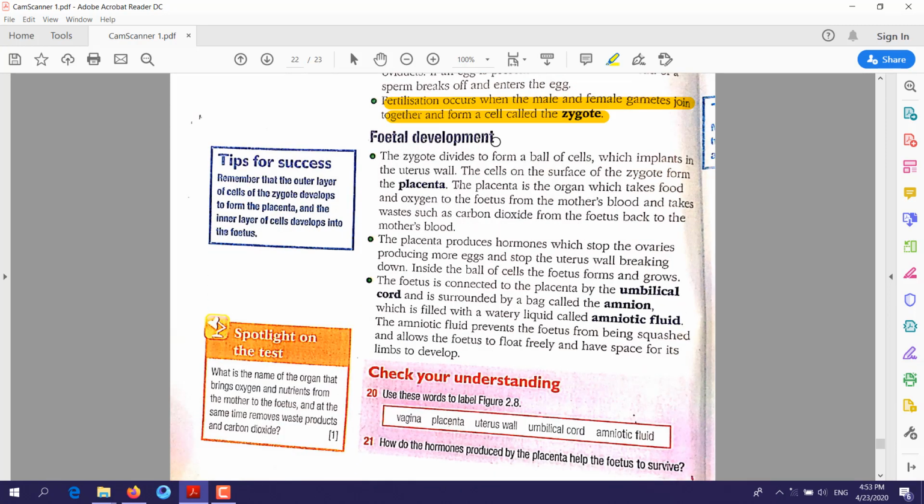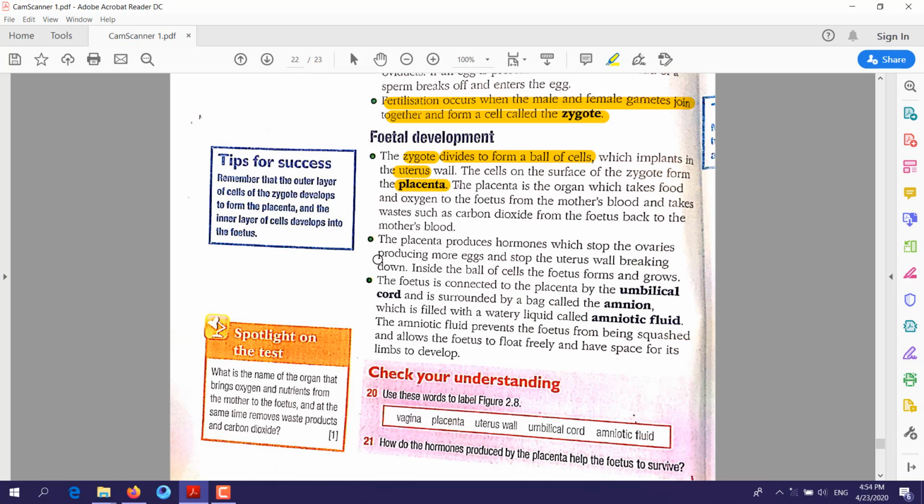Fetal development. After fertilization, what will happen? The zygote is one cell. Then this one cell will start to divide. When it divides, it will form a ball of cells, or many cells. Then when these balls of cells move to the uterus, what will happen? It will attach to the walls of the uterus, and it will form a placenta.